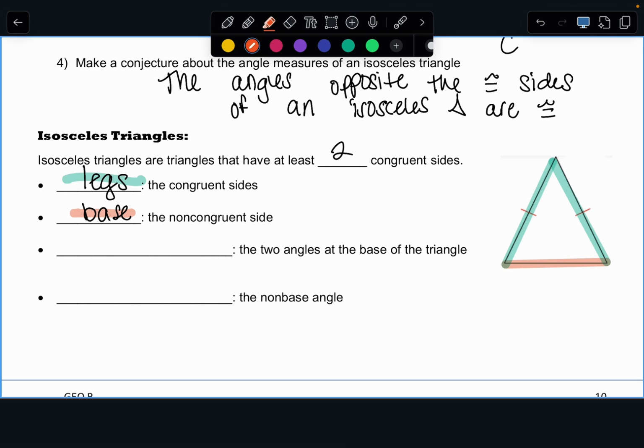Charlie. The 2 angles that are opposite the congruent sides and are sitting on the base, so these 2 angles at the bottom here, those 2 angles that are always congruent.